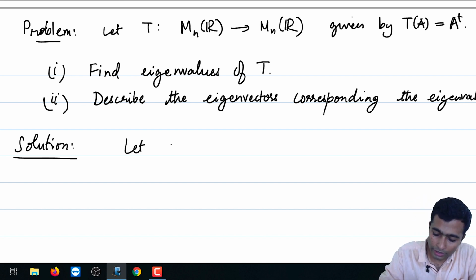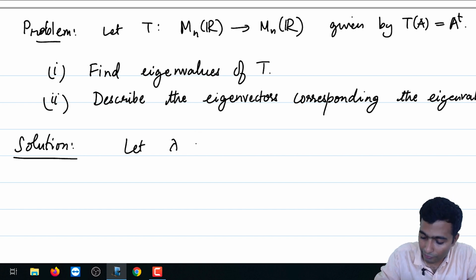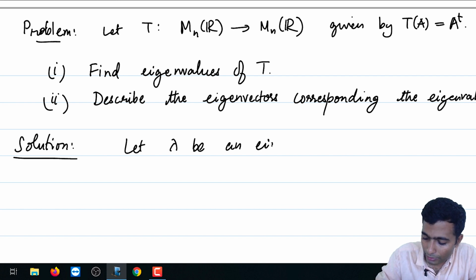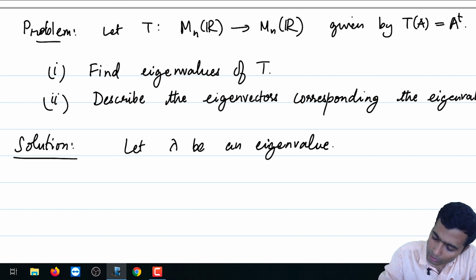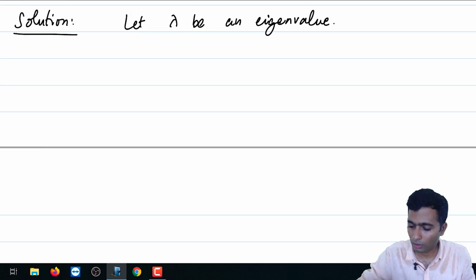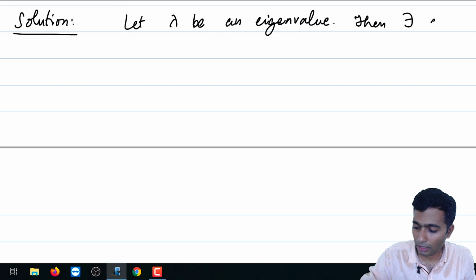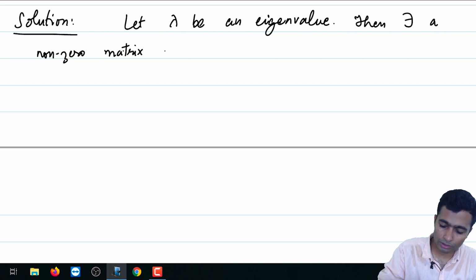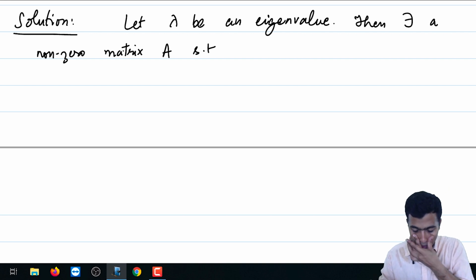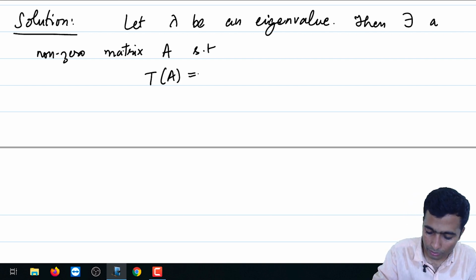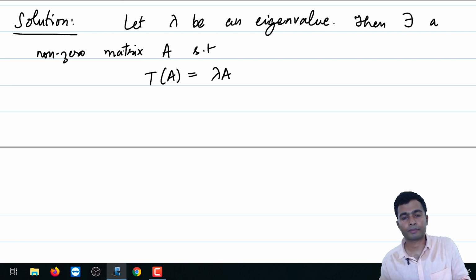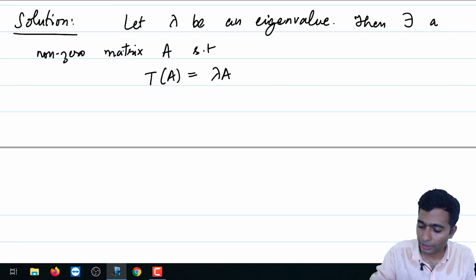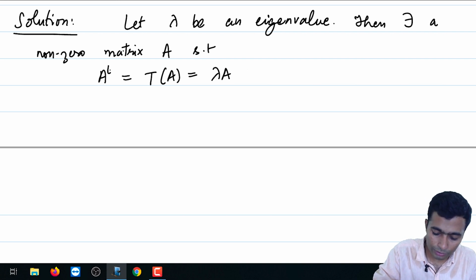So let lambda be an eigenvalue. We don't know yet whether it has an eigenvalue or not. Let lambda be an eigenvalue. There exists a non-zero matrix, that means at least one of the entries is non-zero, capital A, such that TA is equal to lambda times A. But what is TA? TA is just equal to A transpose.